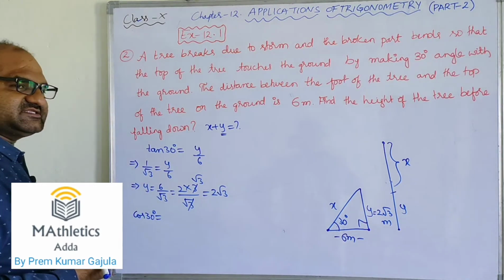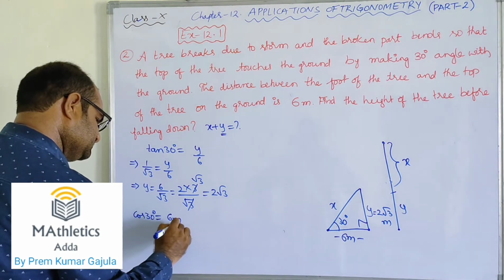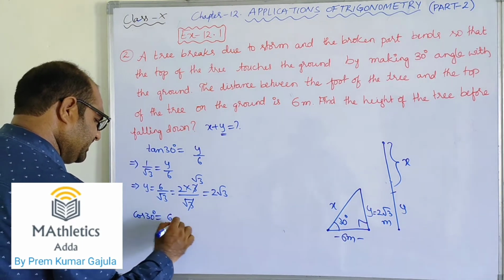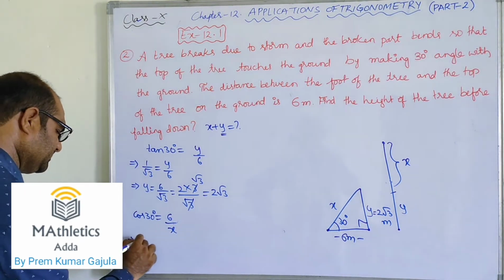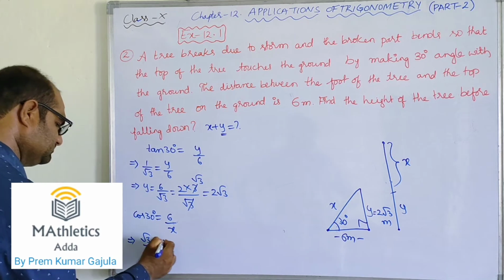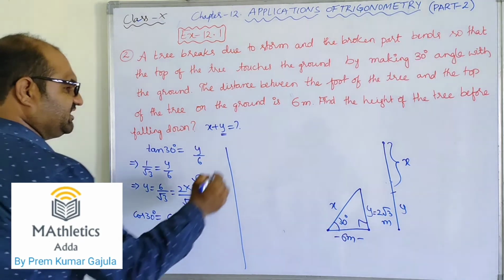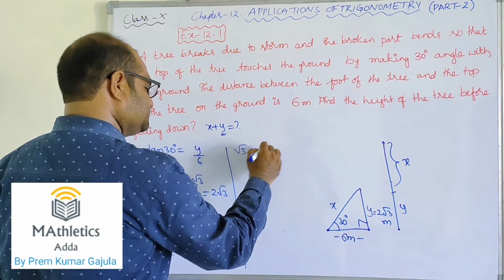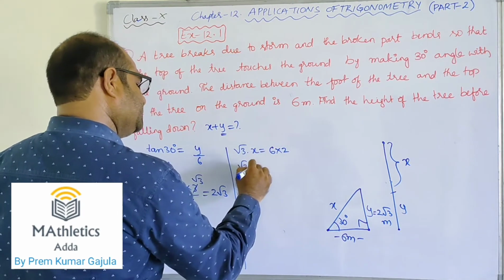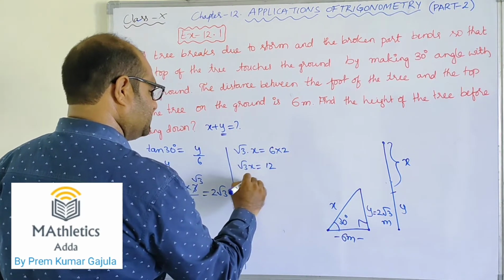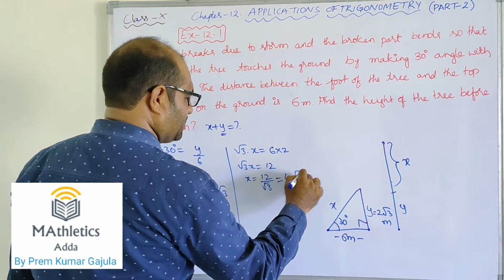We know that cos 30 is nothing but adjacent by hypotenuse. So the adjacent side is 6 meters, that is 6 by x. We know that the cos 30 value is root 3 by 2, that is 6 by x. So if you cross multiply, you will get root 3 into x. This 2 goes to that side, it becomes 6 into 2, that is root 3 into x is equal to 12. If you remove root 3, that will go to this side, that is 4 root 3.